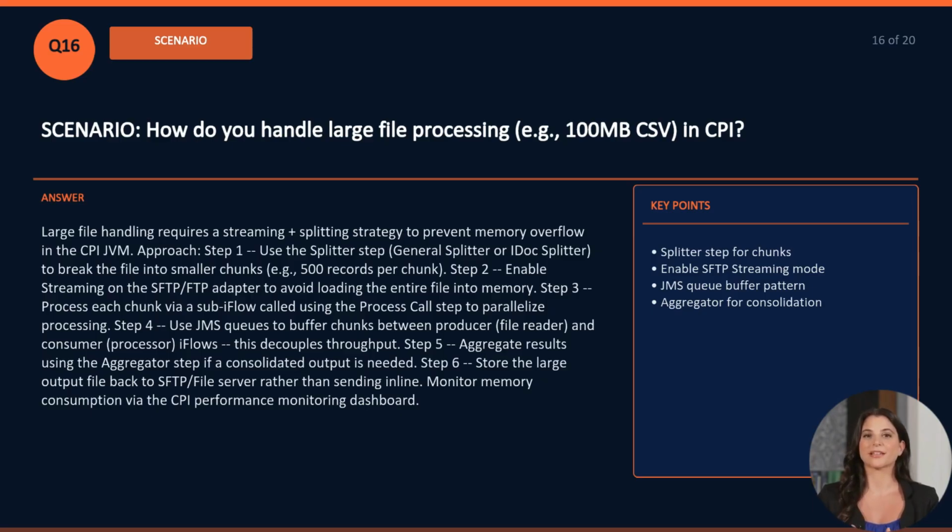Step 3. Parallelize with process call. For each chunk, use the process call step to invoke a separate child iFlow that handles the actual processing logic, data transformation, mapping, writing to target system. Step 4. Buffer with JMS queues. Between the file reading iFlow, producer, and the processing iFlow, consumer, insert a JMS queue. Step 5. Store output externally. Never try to send a large output payload inline through an HTTP response.